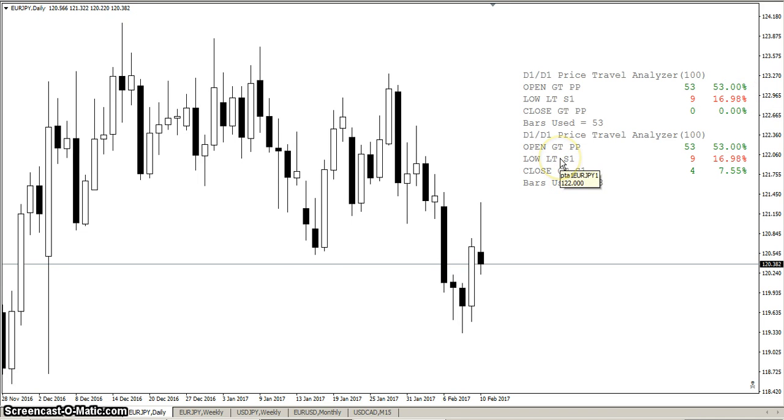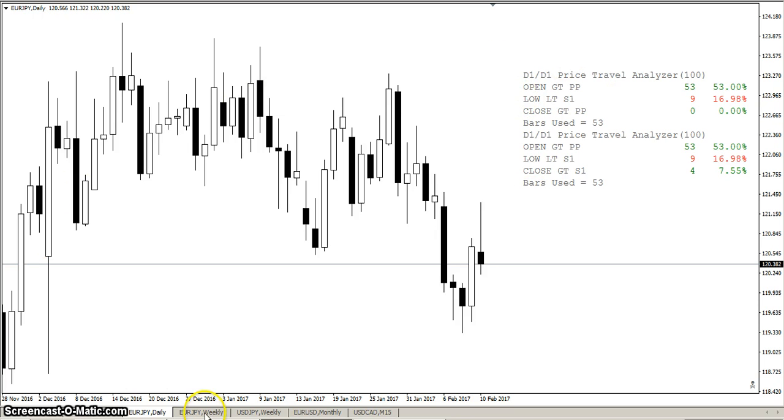So here, 53 times out of 100, 9 times out of 53, or 16%, but then 4 times out of 53, not 4 out of 9, but 4 out of 53. So you see here, it's 7% of the time. So you go, should I take this? If it goes below S1, should I think about going long? Well, it doesn't look like that'd be a good trade. So that's one way of using the analyzer.